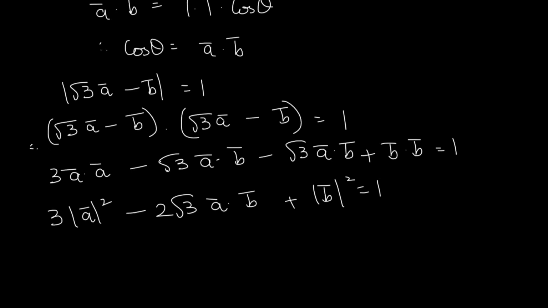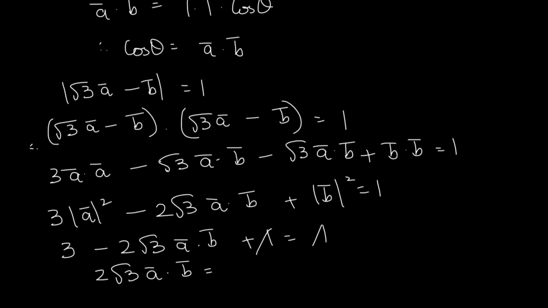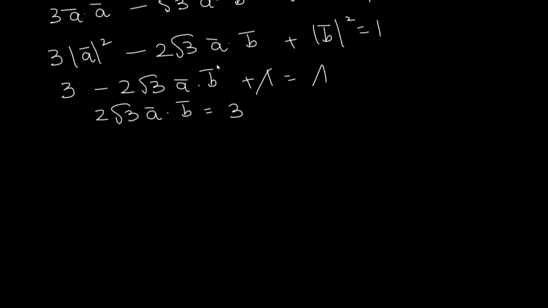Now mod A is 1, so we have 3 into 1, that is 3, minus 2 root 3 A dot B plus 1 is equal to 1. So in this case, 1 and 1 can go away from both the sides, and therefore we get 2 root 3 A dot B is equal to 3. Okay, rearranging and writing the terms in this way, then we have A dot B is equal to 3 upon 2 root 3, which comes out as root 3 upon 2.